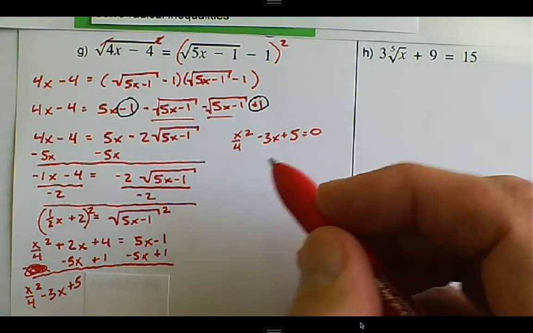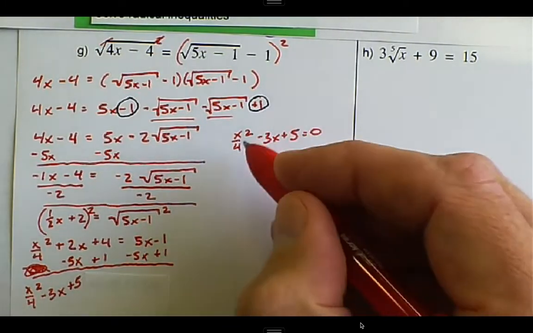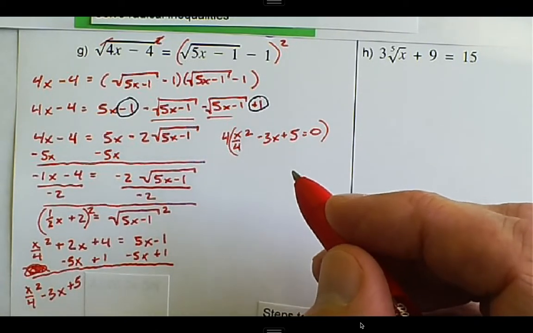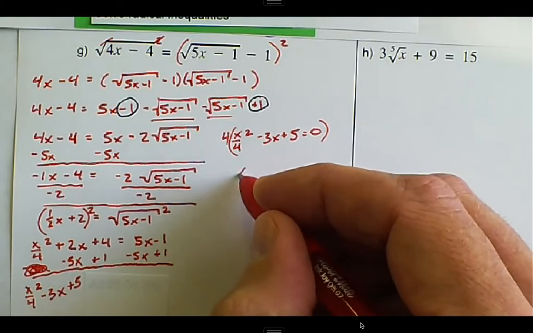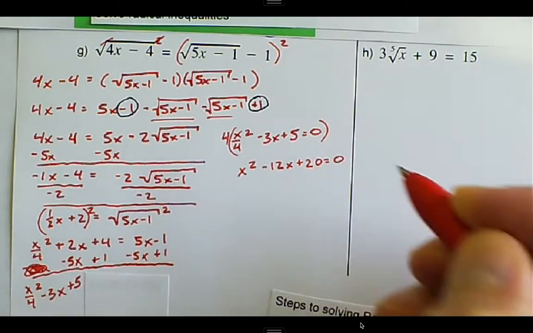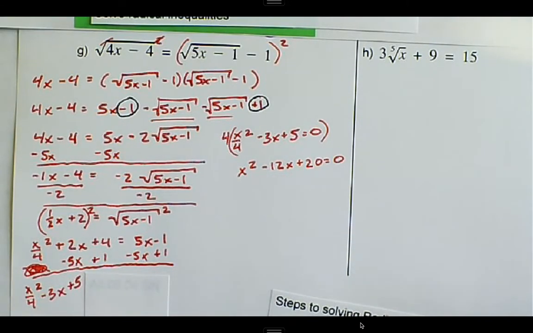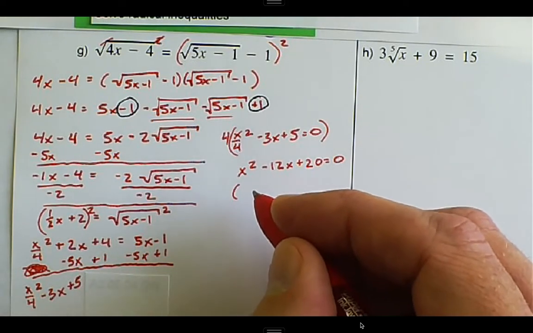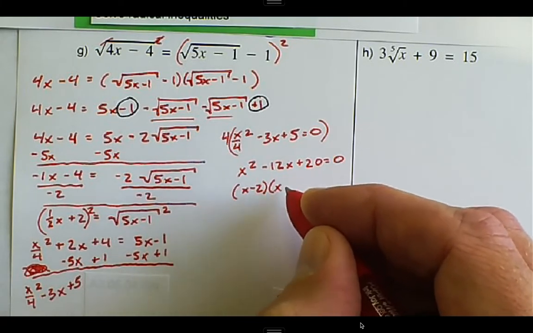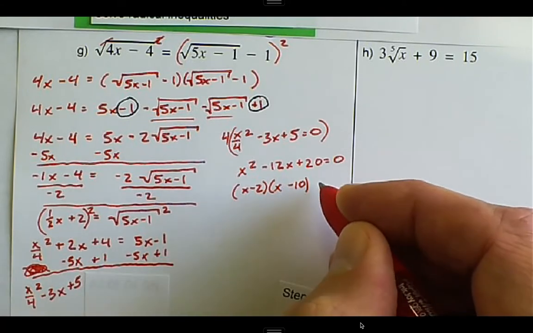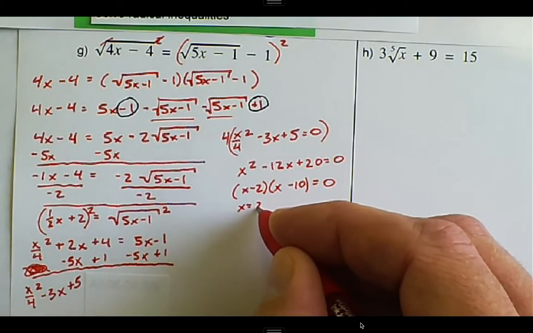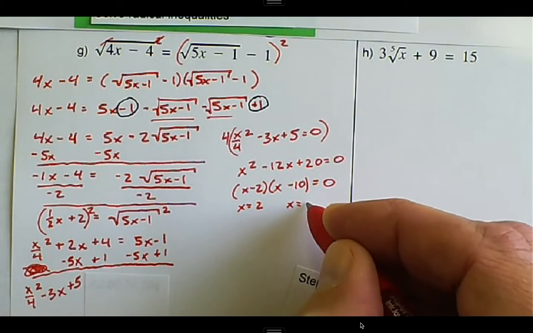One thing that we don't like is that this is divided by 4, so we can get rid of that if we multiply the whole equation by 4. And that will get us x squared minus 12x plus 20 equals 0. And then that will be a little bit easier to factor. So we can get x minus 2, x minus 10, that is equal to 0. So our two zeros are x equals 2 and x equals 10.